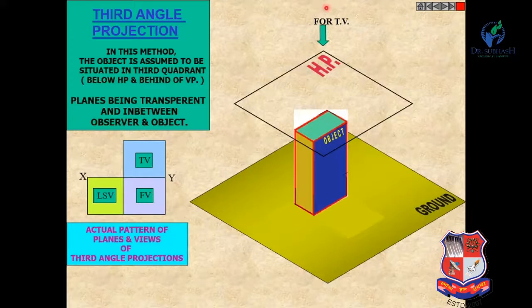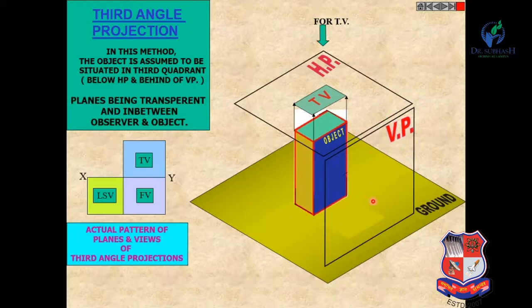So you can see this is the position of the observer, right? The object is here, so the plane is in between the observer and the object. So how can you see this object if this plane is transparent? That's why it is written here, the planes being transparent. Now the projection looking from the top is on HP, so this view is known as the top view.